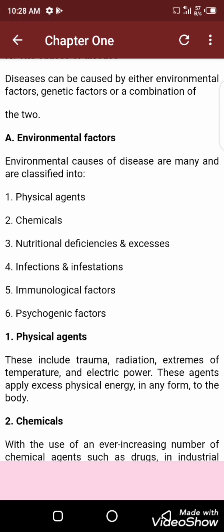So in physical agents, these include trauma, radiation, extremes of temperature and electric power. These agents apply excess physical energy in any form to the body.